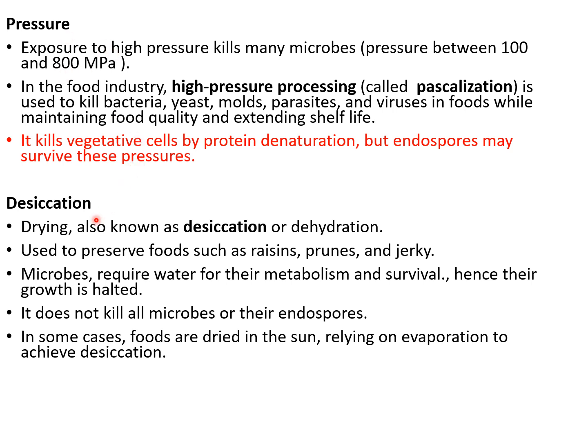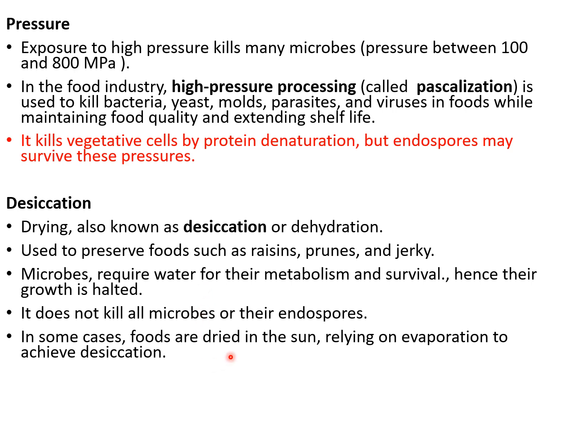Next one is desiccation. That is nothing but drying. So we preserve foods like raisins, prunes, jerky, all the dry fruits, by drying. Microbes, you know, require water for their growth, for their metabolism, for their survival. In the absence of water, their growth is halted. So you see that it is halted but not killed, and their endospores will be there.